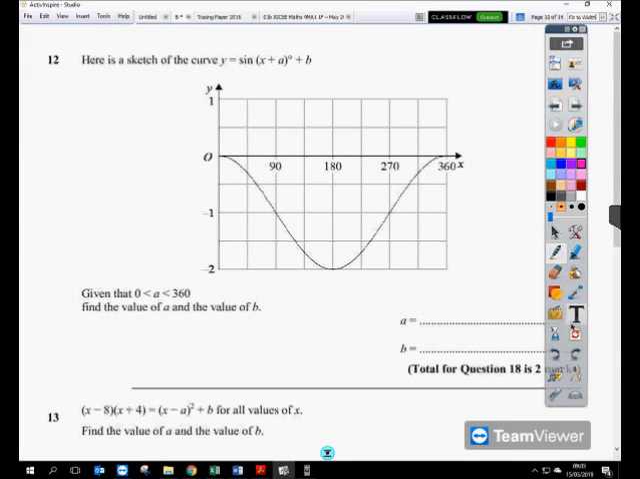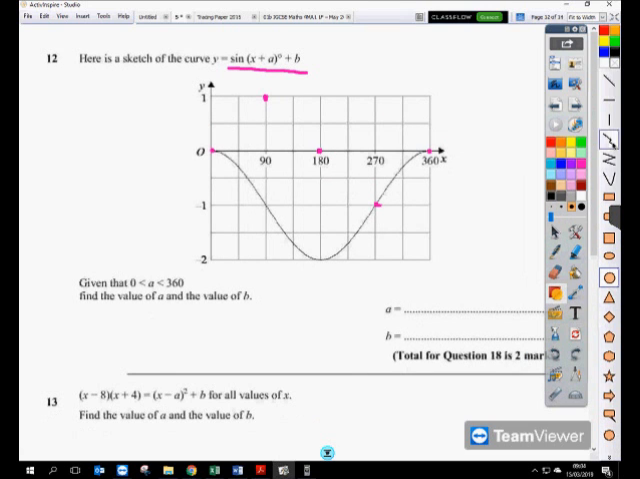Right, we're on to the slightly tougher questions now. Here is a sketch of sine x plus a plus b. So what I'm going to do first of all is draw the normal sine graph, how it should appear. So sine of 0 is 0, sine of 90 is 1, sine of 180 is 0, sine of 270 is -1, sine of 360 is 0. Let's draw this curve on now. So that's a sine graph.